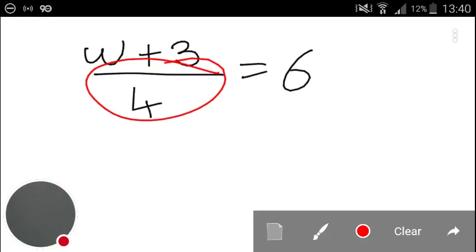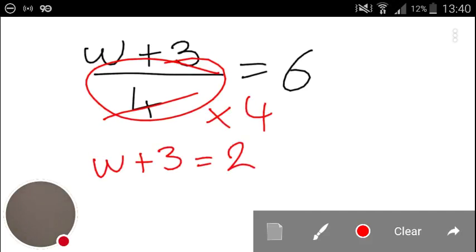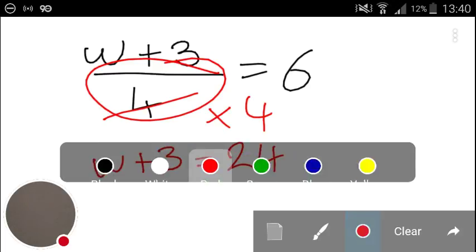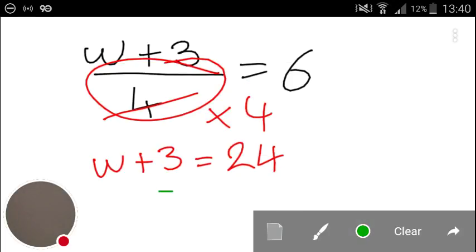So what I would do is I'd times everything by 4. That would then eliminate this. So if I do w plus 3 equals 24, that's saying a number plus 3 equals 24. To find out what that number is, take away the 3 from both sides. Apologies, not y, w. w equals 21.